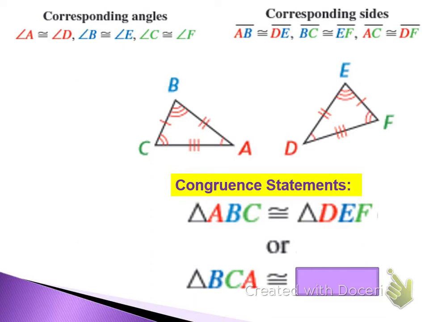You could name these many, many ways. If we said triangle BCA, what would we name the second triangle? Not EDF. EFD. So EFD. Okay? Questions on a congruent statement? Yes.